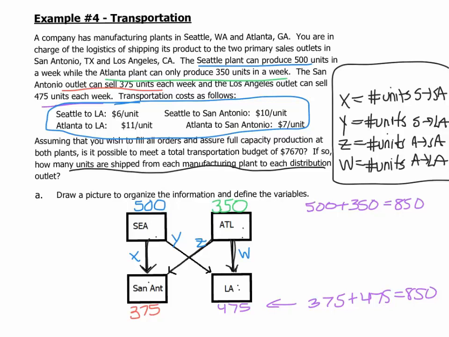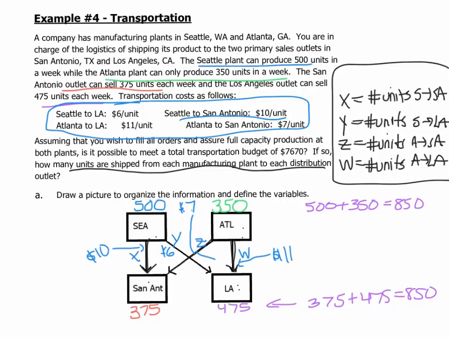And each of these routes has a cost associated with it. So it says, let's see, Seattle to San Antonio, that's $10. So this route is $10 per unit. Seattle to LA, that's $6. So this route is $6 per unit. Atlanta to LA, that was $11 per unit. So this route was $11 per unit. And Atlanta to San Antonio, that's this route, I'm going to write it up here, this was $7 per unit. So we have our information a little bit organized.